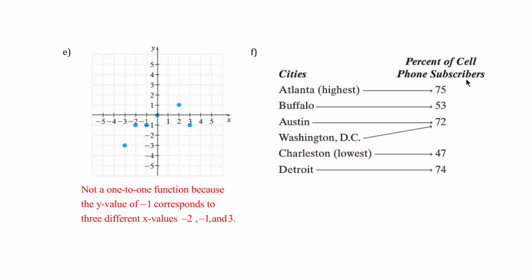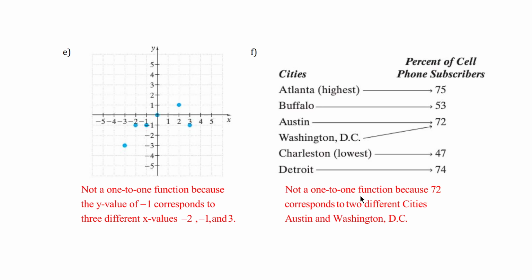For part F, we have cities for the input, and then for the output, we have percent of cell phone subscribers. For the first city, we have Atlanta corresponds to 75, Buffalo corresponds to 53, Austin corresponds to 72, Washington, D.C. also corresponds to 72, Charleston corresponds to 47, and Detroit corresponds to 74. Now this function would not be a one-to-one function because the value of 72 corresponds to two different cities. It corresponds to Austin and Washington, D.C.